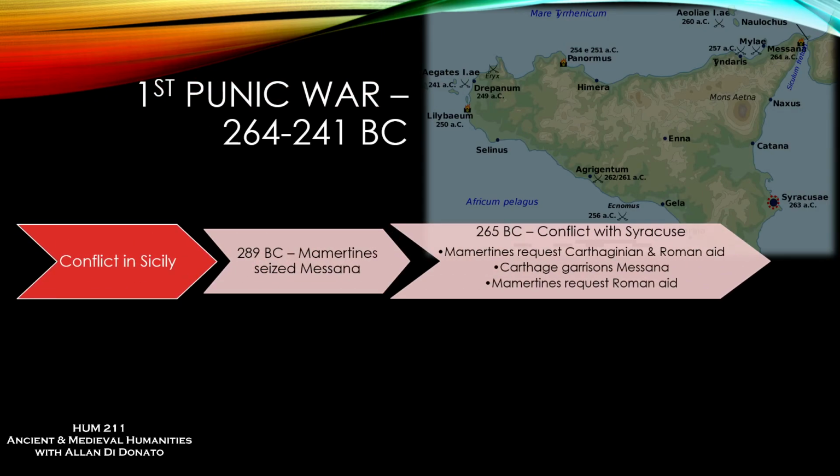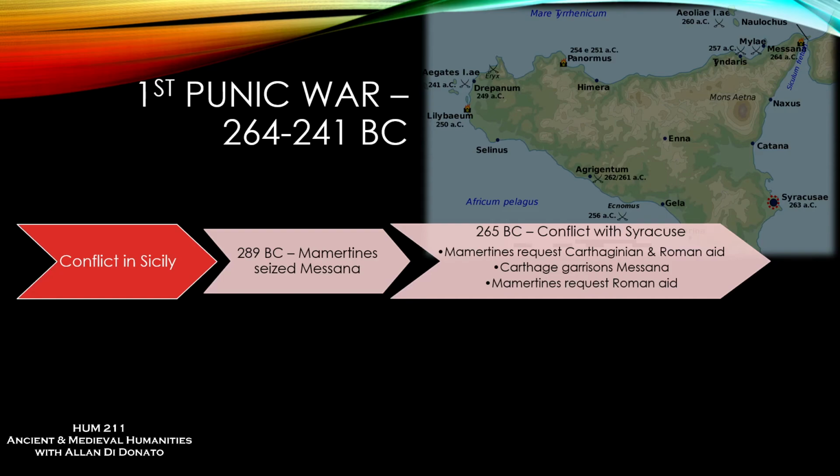It begins with a conflict in Sicily with a town known as Messana, which is right at the tip of Sicily, right across from Italy. In 289, that city of Messana was taken by a group known as the Mamertines. Those were basically pirates, mercenary soldiers that had taken control of the city. Now, in 265, Messana is in conflict with Syracuse, which is, of course, the famous city just down south from Messana. The Mamertines request aid from the Carthaginians and the Romans to help against the Syracusans.